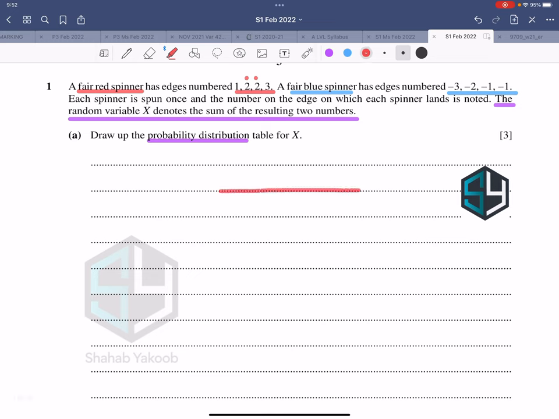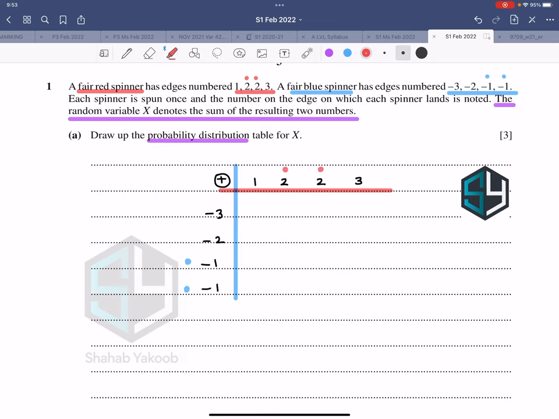This horizontal numbering is for the red and this vertical line is for the blue, with a plus sign to show that it's about addition. So this is 1, and this is 2, and this is 2, and this is 3, and this is negative 3, and negative 2, and negative 1, and negative 1. So there are two negative 1s over here, and there were two 2s over there.